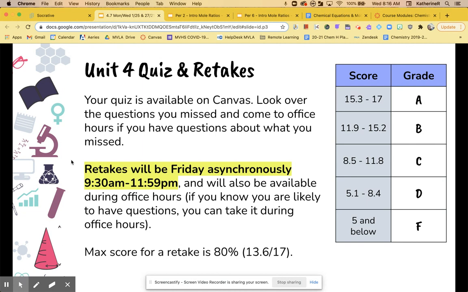Your quiz is available on Canvas, so you can take a moment and look over it. I also included our grade scale here just to remind you that we have a slightly different grade scale for chemistry. And so take a look at your score and take a look at what that means for your grade. The max retake score that you can get is 80%, which is about 13.6 out of 17, okay? So if you're in that C or D or F range, definitely a retake is a great idea. If you're somewhere in the B range, maybe just give yourself a break and focus on doing better for the next quiz.